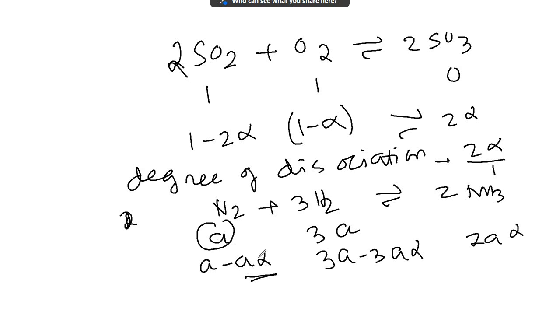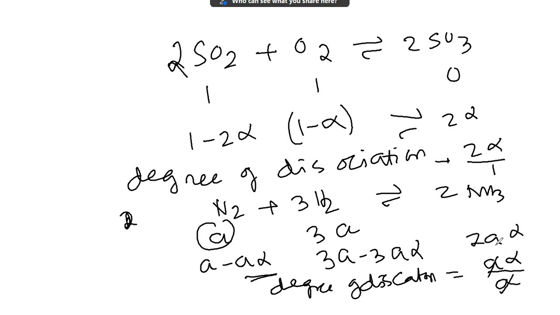So what will be the degree of dissociation out of a moles? A alpha mole reacted. In the third case, how many moles were taken? a. How many moles decomposed? a alpha. So degree of dissociation is the same, alpha. It is a very, very important concept how to find degree of dissociation. I have discussed 3 cases. It takes into account all kinds of dissociation cases which you come across in deriving degree of dissociation.